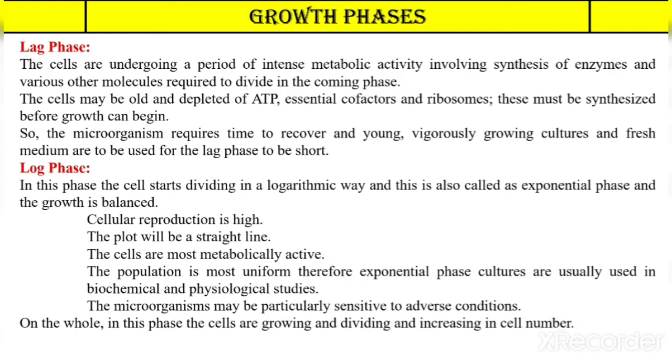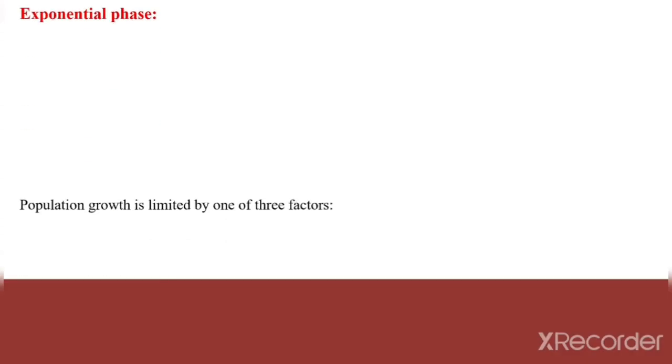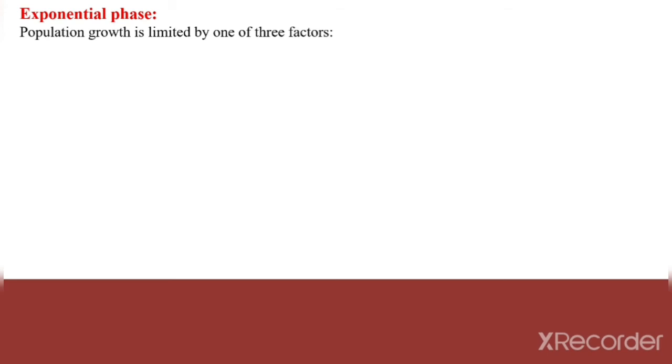On the whole, in this phase, the cells are growing and dividing and increasing in cell number. So, this log phase is mainly known for dividing the cell numbers, cellular reproduction, and many other metabolically active cells. The next phase is the exponential phase. This phase is also called the stationary phase.